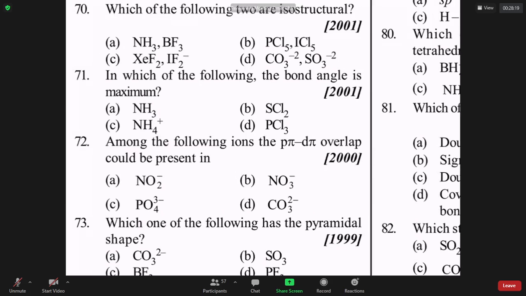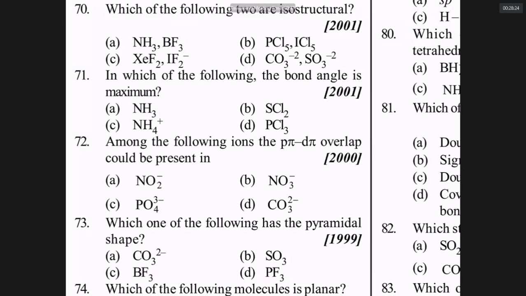Question number 71. In which of the following is the bond angle maximum? sp bond angle is 180. sp2 is 120. sp3 is 109 degrees. You know all that. In which case is the bond angle maximum?